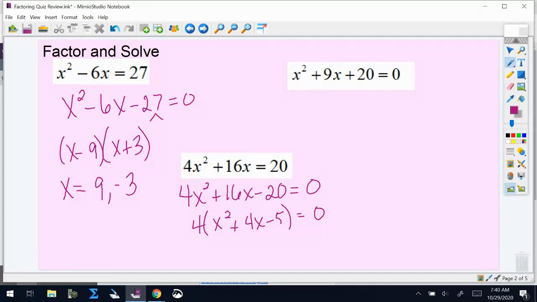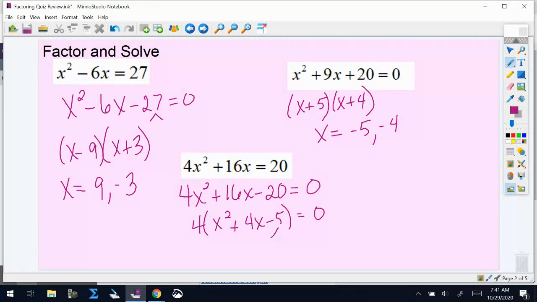Next one, we need 2 numbers that multiply to get 20 and add to get 9. That's going to be a 5 and a 4. And you can write them in any order. Solve each one, set each one equal to 0. So the first factor will be 0 when x is negative 5, and the second one is negative 4.